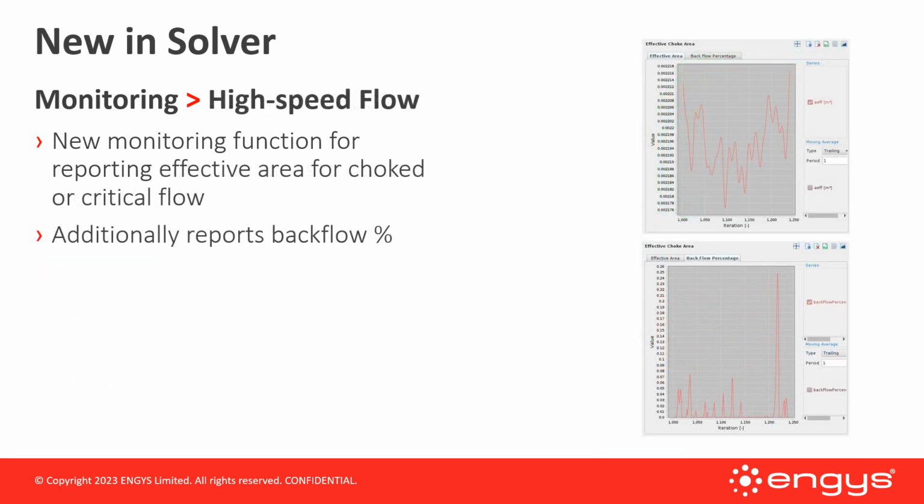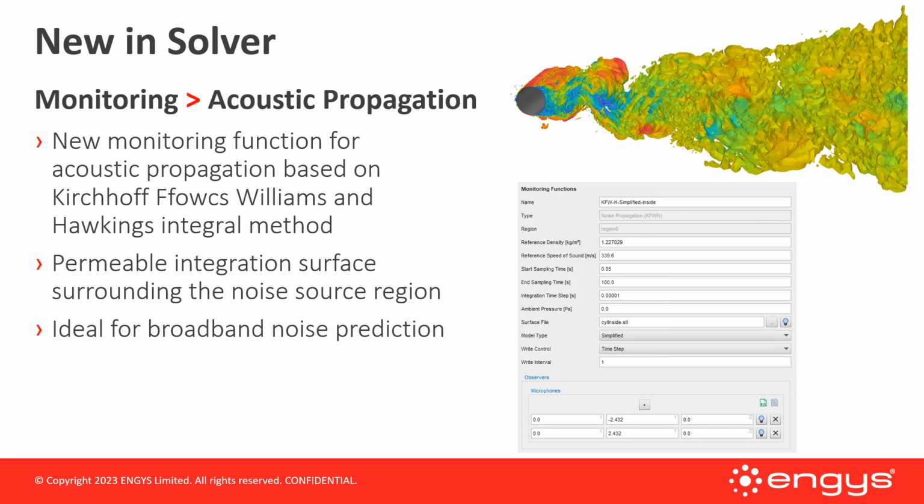Another monitoring function that was added was the effective choke area function, which reports on the effective area and backflow percentage for high-speed flows. We have also added the Kirchhoff-Fowlkes-Williams-Hawkins acoustic analogy to the noise propagation monitoring function object list.